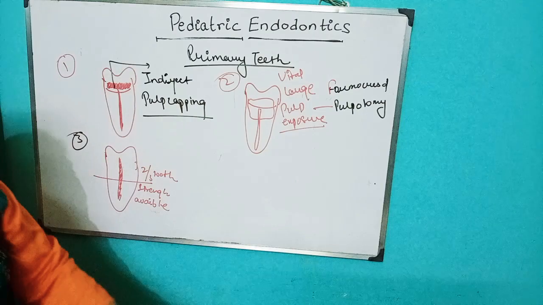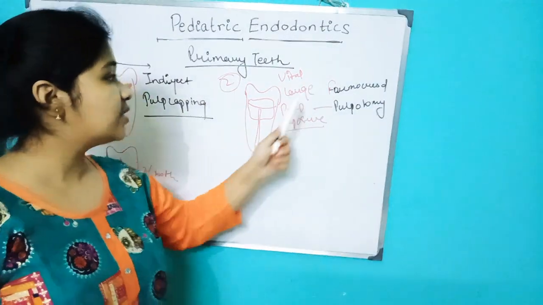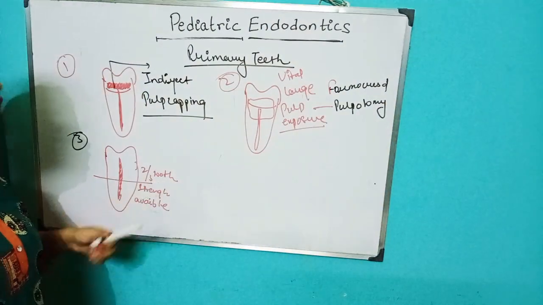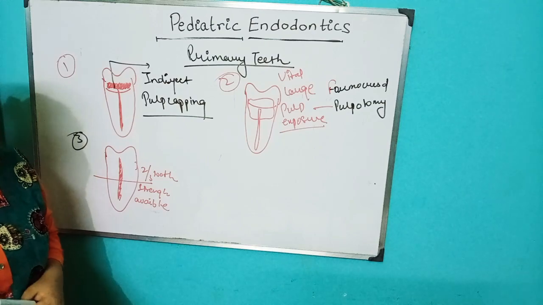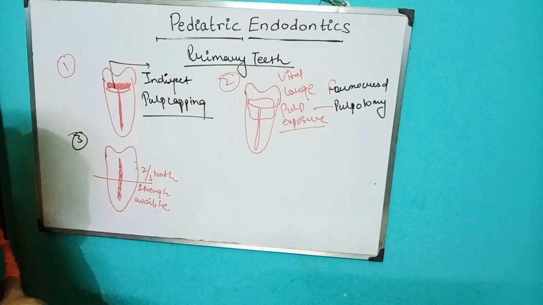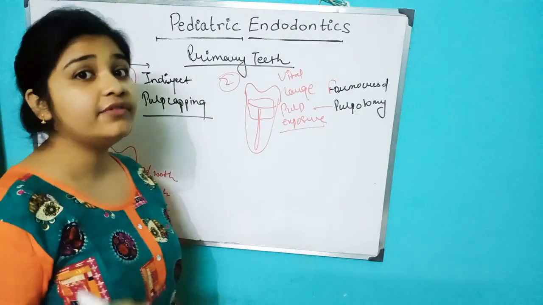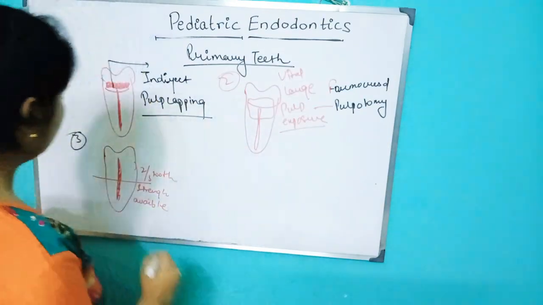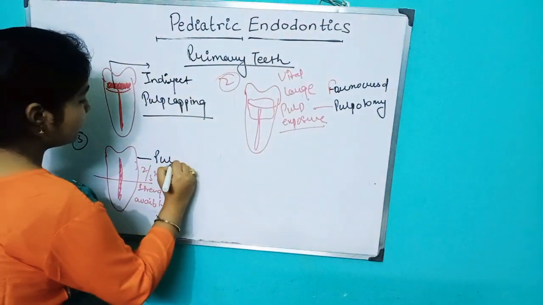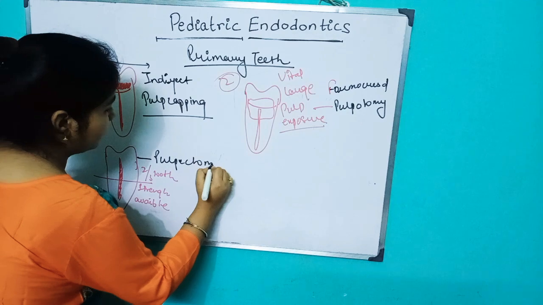We are again bound with the condition that it's also a vital tooth, because till now 2/3 root is alive. And our point is to save the tooth at any cost. So we will do pulpectomy.